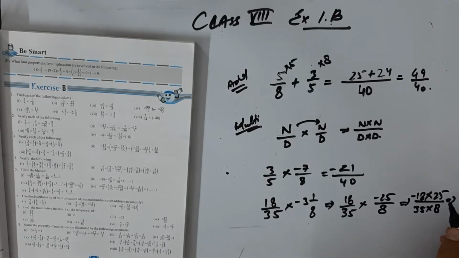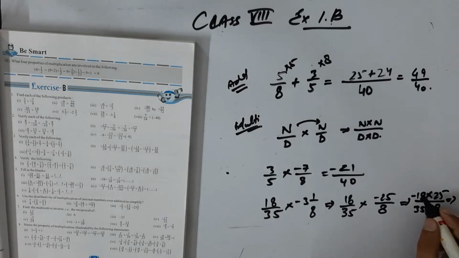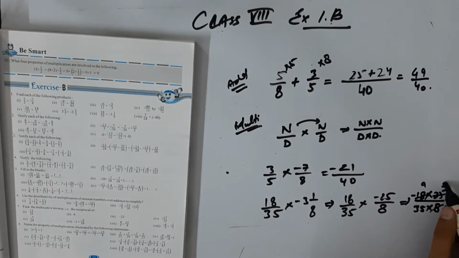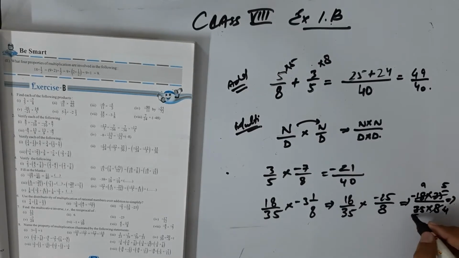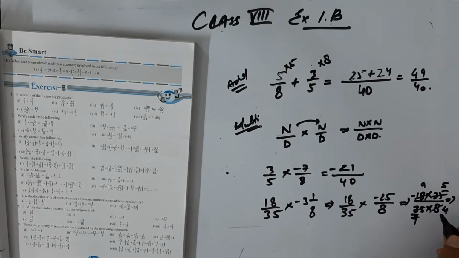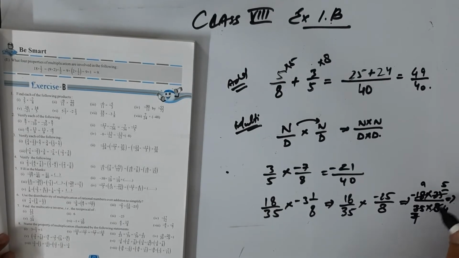We can clearly see that both can be divided by 2. This comes in the table of 2, 4 times, this comes in the table of 2, 9 times, this comes in the table of 5, 5 times, this comes in the table of 5, 7 times. Both should come in the same table.